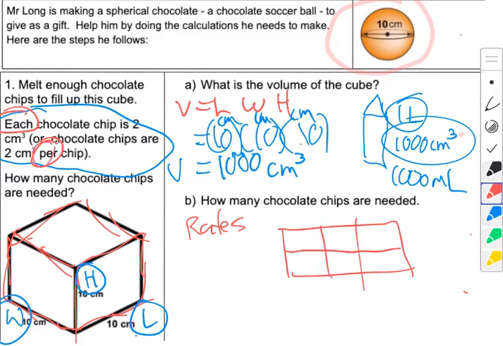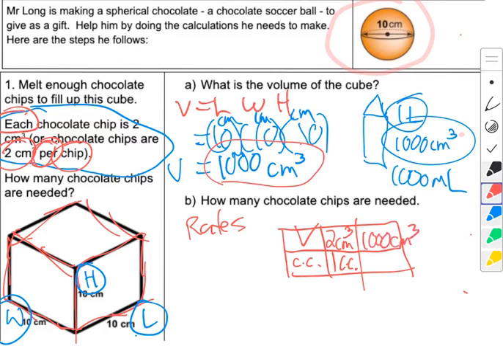So one of the things with our rate table, we know that, what have we got? 2 centimeters cubed per 1 chip. I'll put CC for chocolate chip. Okay, that's your rate, 2 centimeters cubed per 1 chocolate chip. And the top measure is volume, and the bottom measure is the number of chocolate chips, CCs. So what's the other number that I know? Well, 1,000 centimeters cubed. So I could write 1,000 centimeters cubed there.